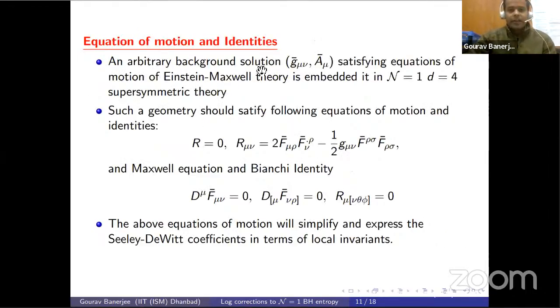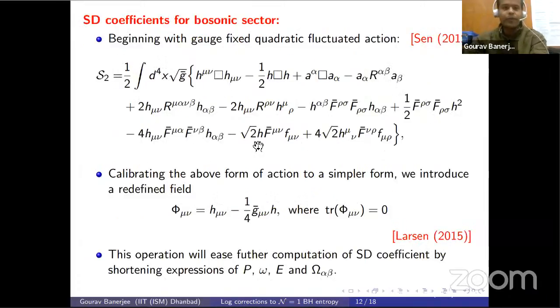An arbitrary solution g mu nu satisfying the ordinary Einstein-Maxwell theory can be embedded in N equal to 1 supersymmetric theory. Such a geometry satisfies the Ricci flat condition and the following equation of motion, the Bianchi identity and the Maxwell equation. And these equations will have a tremendously positive effect in simplifying the Seeley-DeWitt coefficients in terms of local invariants, that is the background gauge field and its derivative terms.